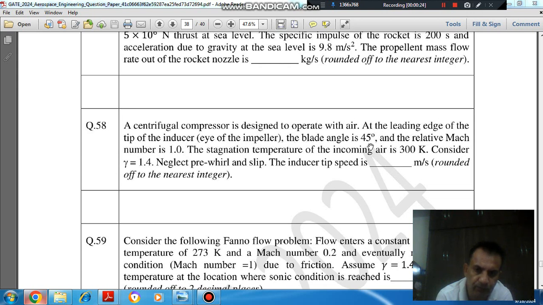The stagnation temperature of the incoming air is 300 Kelvin. Consider gamma equal to 1.4. Neglect free whirl and slip. The inducer tip speed is dash meters per second, rounded off to the nearest integer.